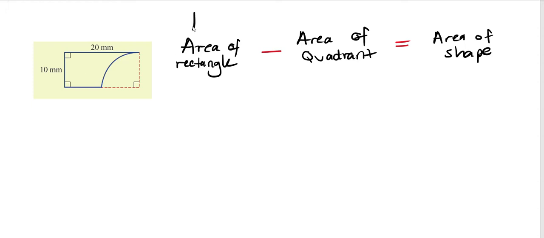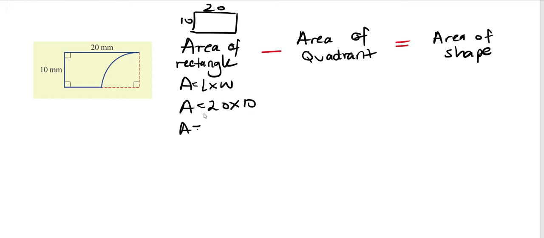So the rectangle, if it helps, you can also draw it separately. It's got a length of 20 millimeters and a width of 10. So area of a rectangle I know is length times width. Area is equal to 20 times 10. So area will just be 2 times 1 is 2, add the 2 zeros, 200 millimeters squared. That's the area of the whole rectangle.